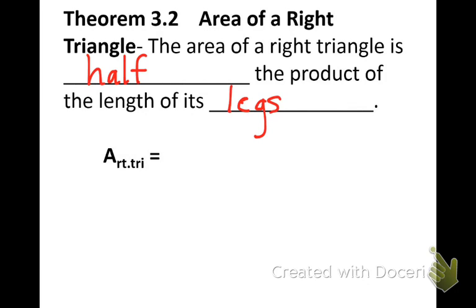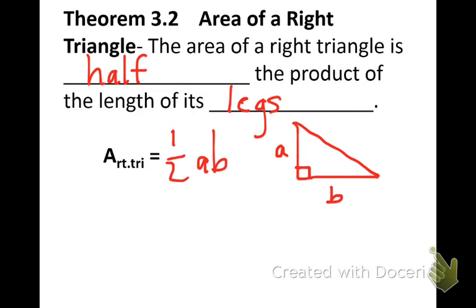So if I have this right triangle and the legs, remember the legs are the two sides that make the right angle. The one across from the right angle is the hypotenuse. So the legs are the two shorter sides. This area would be 1/2 of AB. Why can I use that? 1/2 of AB. Anybody? Okay, go ahead. What were you going to say?